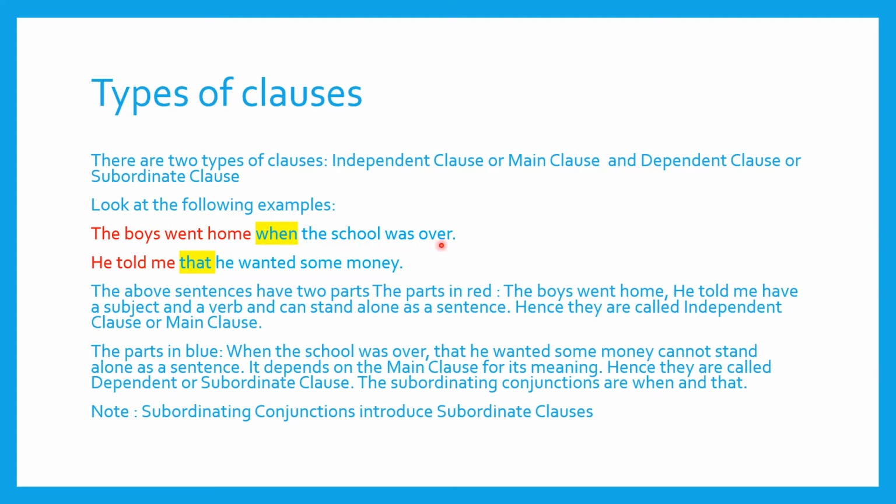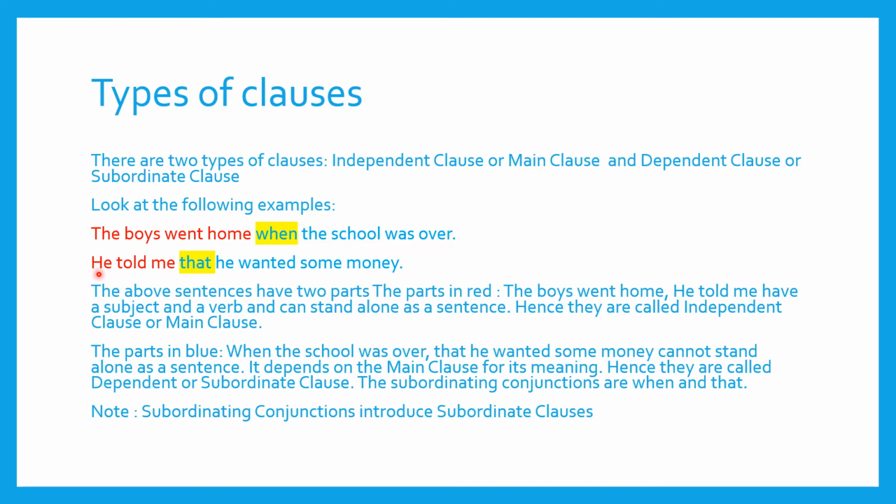When the school was over, the part in blue, cannot stand alone as a sentence. It is a part of the sentence. It cannot stand alone. It has an incomplete meaning. It depends on this main clause, the boys went home. Therefore, when the school was over is a dependent clause or subordinate clause. And when is the subordinating conjunction. And we know that subordinating conjunctions introduce subordinate clauses. So this subordinating conjunction when has introduced the subordinate clause when the school was over.